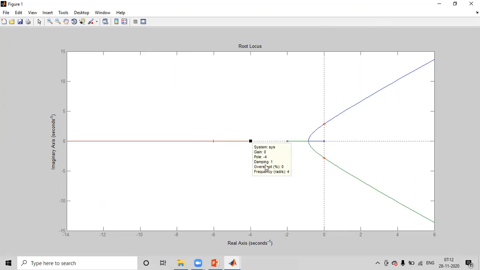Yeah, you observe. Where is the pole location here? Pole location is -4. Right? At this value, gain k is 0. Now we are increasing the k value. If you increase the system gain k, observe the pole location.